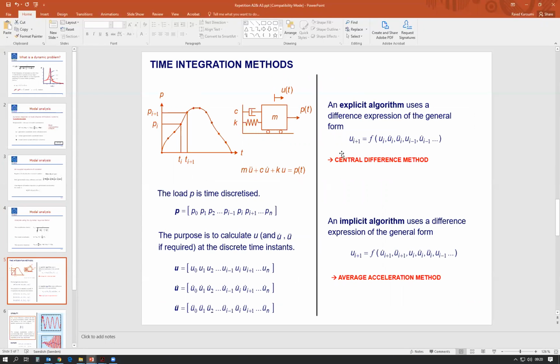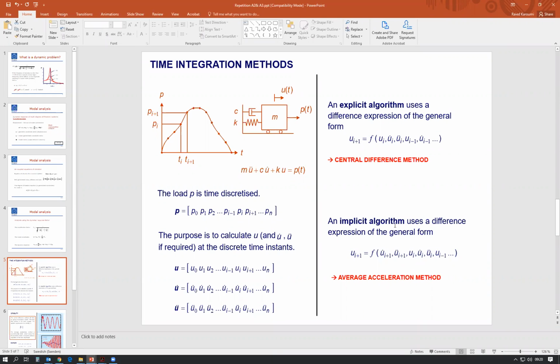Last week's lecture, Ignacio Gonzalez presented time integration methods, and mainly two types of methods, the explicit method and the implicit method. The explicit method, for example, is the central difference, and the implicit, for example, is the average acceleration.